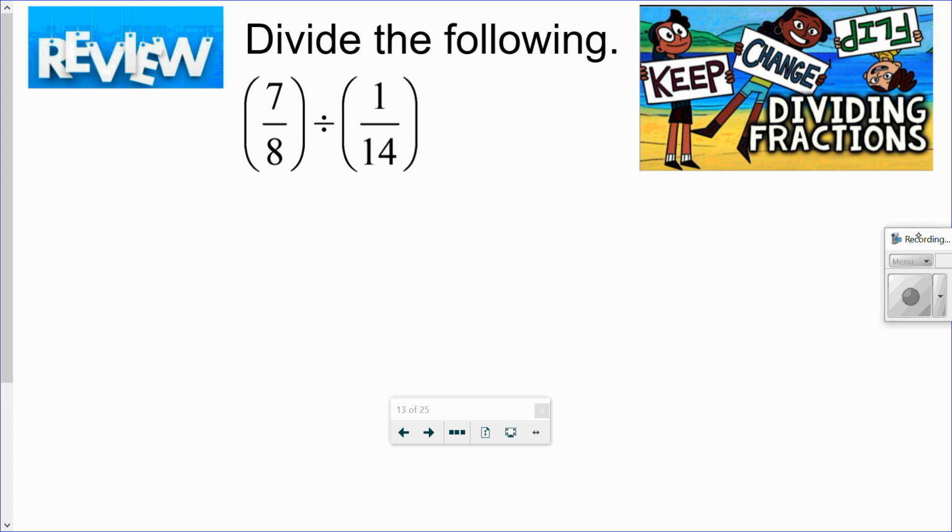We keep our first fraction the same. We change the division to multiplication, and we flip our second fraction. And then we just go ahead and multiply and reduce. So in the numerator, I'm just going to multiply 7 by 14, and in the denominator, I'm going to multiply 8 by 1. So 7 times 14 is 98 over 8.